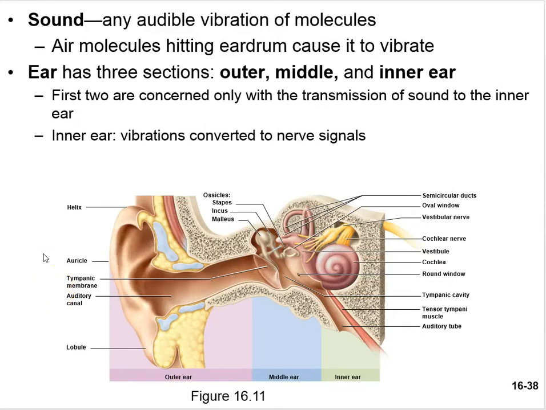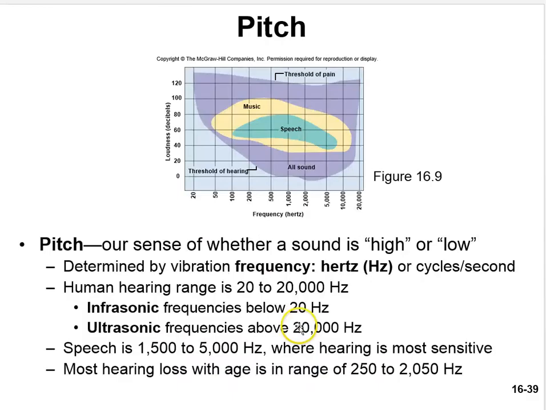A sound is any audible vibration of molecules. Those air molecules will hit the eardrum and cause it to vibrate. The ear has 3 sections, the outer, middle, and the inner. The first 2 are the ones concerned only with the transmission of sound to the inner ear. In the inner ear, that's where the vibrations are actually converted to nerve signals. I'll get back to that in a second.